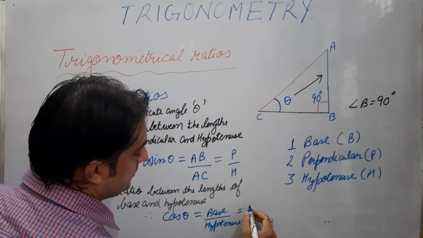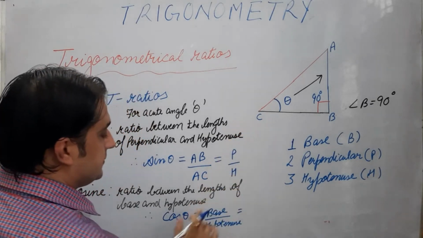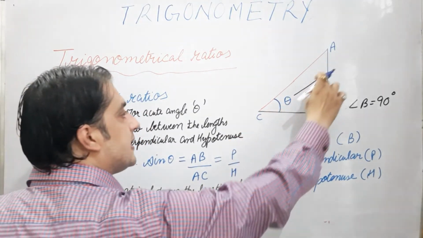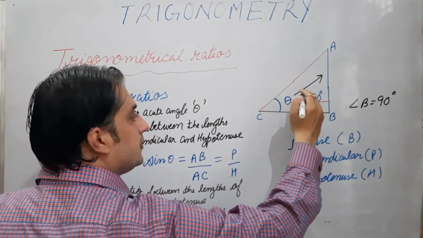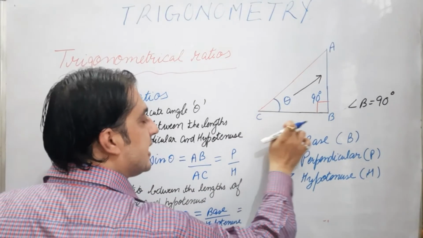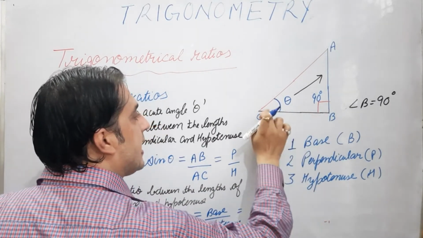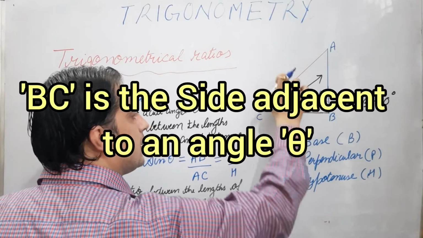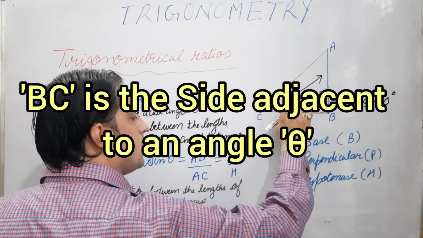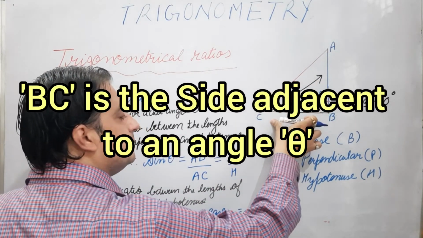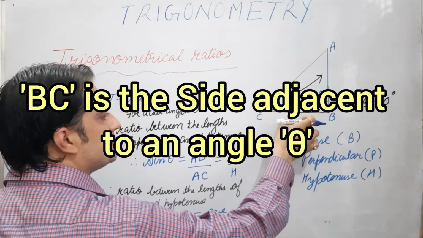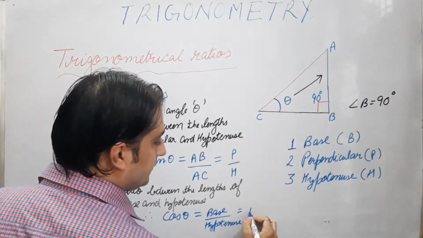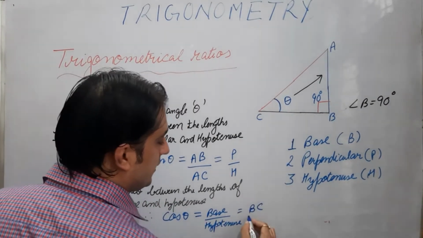So base corresponding to angle. This side is perpendicular and this side, the side adjacent to the angle theta, is the base. This is the hypotenuse, this is the perpendicular because it is the opposite side, and the rest is BC. So BC will become the base. So this BC and the hypotenuse, you know that, is AC.